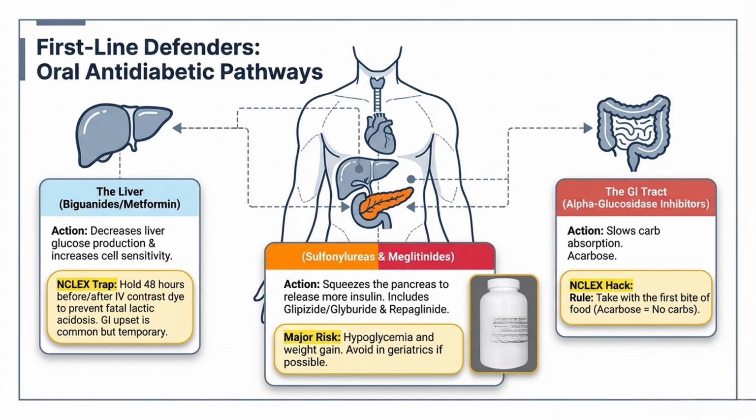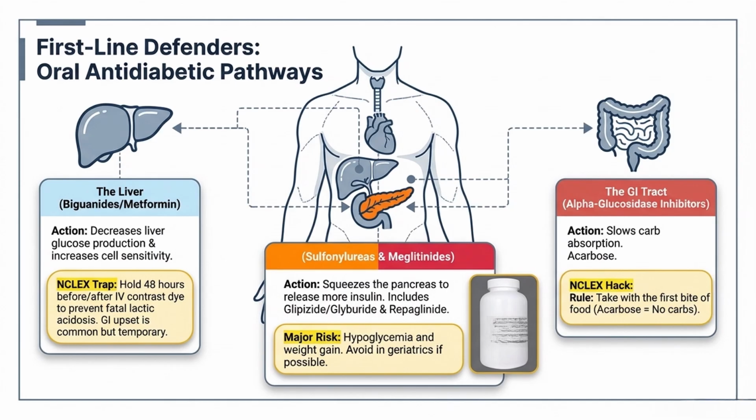So for metformin, again, this is usually the first line treatment for type 2 diabetes. It increases insulin sensitivity and decreases glucose production in the liver and intestinal absorption of glucose. Usually it's given with morning and evening meals. Remember, we're going to hold it for that IV contrast because there's a risk for renal failure and lactic acidosis.